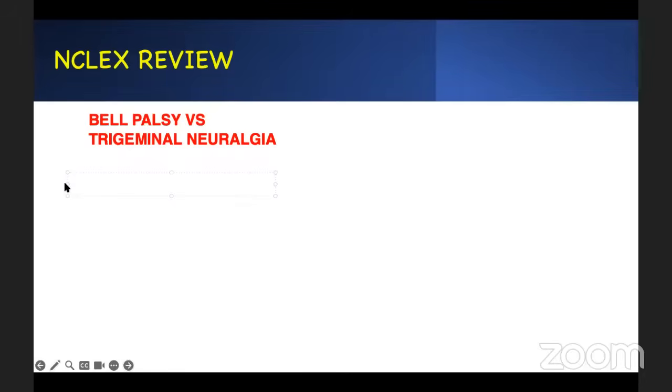Before that, the first one, let's talk about FAST. FAST is an acronym for somebody who is having a stroke. The board won't give you a lot of information, just a few things, but some things should be ringing in your ear telling you that they're talking about stroke rather than Bell Palsy.